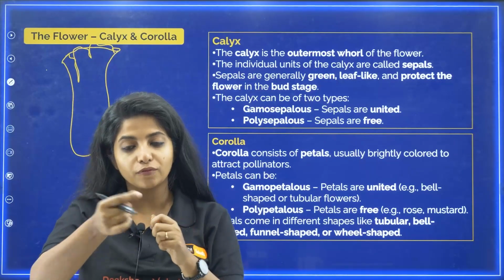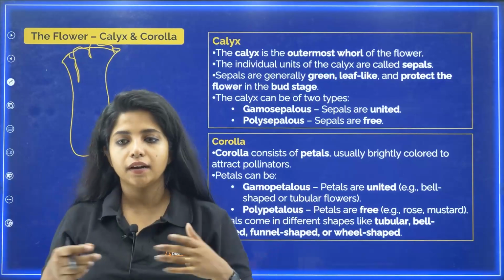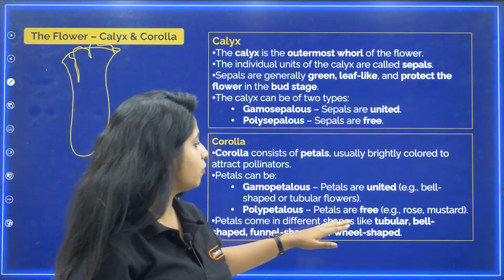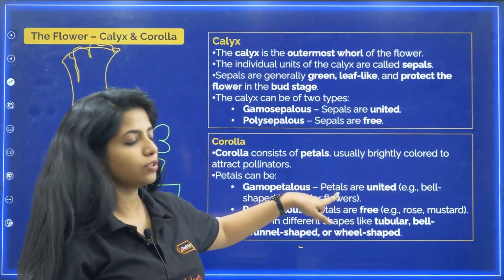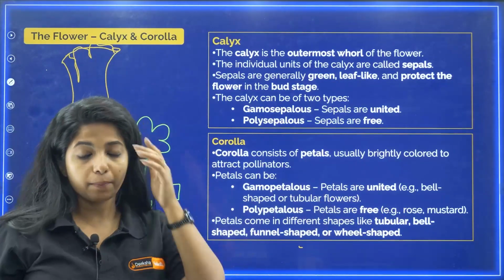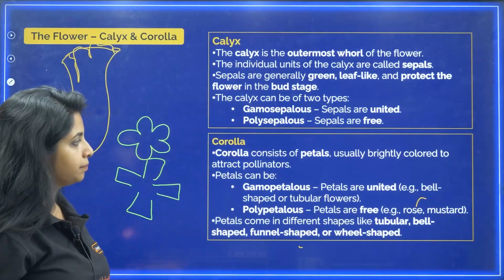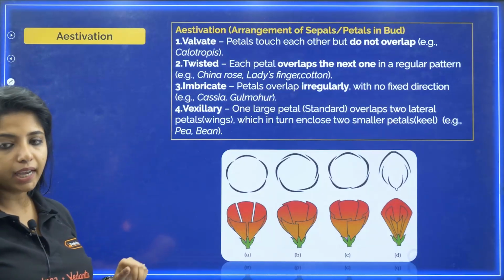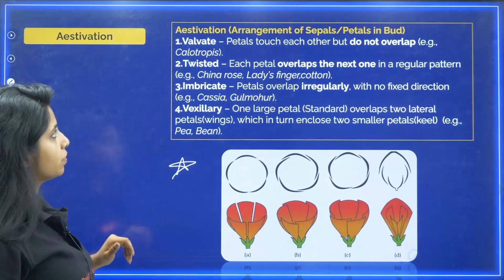This is polypetalous, where the petals are loosely arranged, they are free. So rose and mustard are examples. Petals come in different shapes like tubular, bell-shaped, funnel-shaped and so on. Usually mustard always comes in the first example. This time it is coming in the second example, that is polypetalous, because it is competing with rose. Cool. Now, estivation. Again, a very, very important thing. What do you mean by estivation?